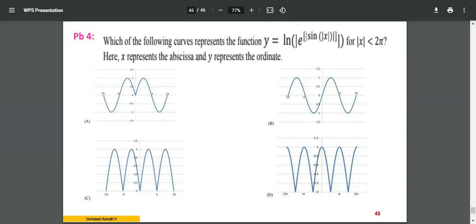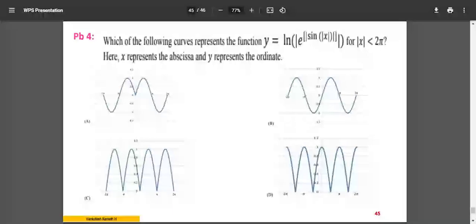So there are 4 graphs. One of them is correct. A and B both have negative y-axis. C and D both have positive y-axis. It is a strategic answer. Then in A and C, at the center point, when x is equal to 0, y is equal to 0. Whereas in B and D, when x is equal to 0, y is not 0. They are meeting at different points.